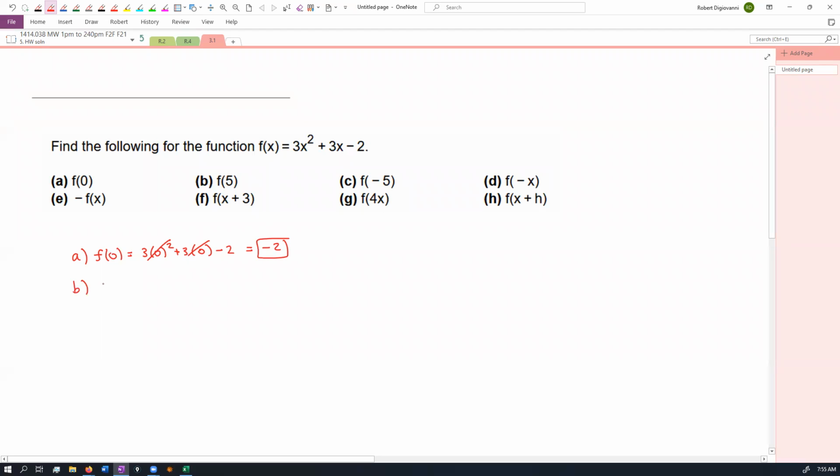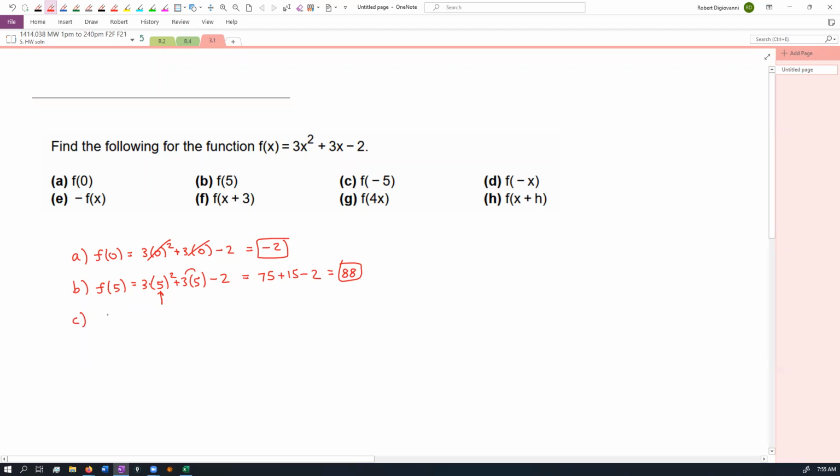For B, we plug in 5 to the function. So 3 times 5 squared plus 3 times 5 minus 2. Okay, so we have to do the 5 squared first. That's 25. 25 times the 3 gives us 75. And then we're going to add to that 3 times 5, which is 15. And then subtract from that 2. So 75 and 15, that's 80, that's 90. And then take away 2, we should get 88.